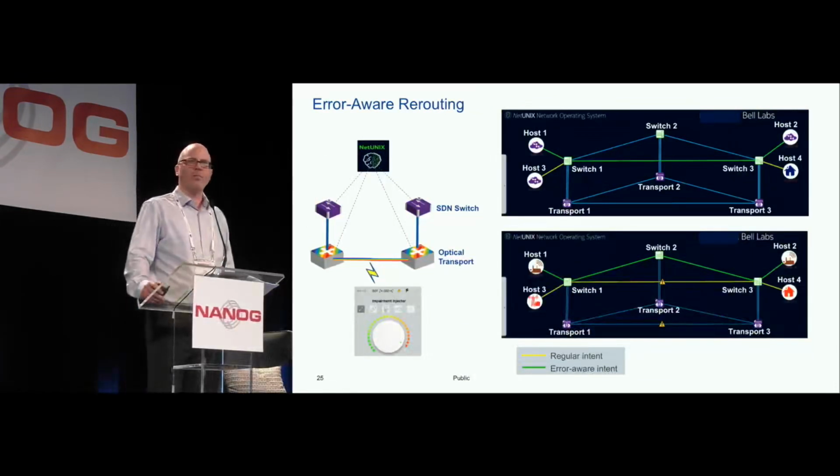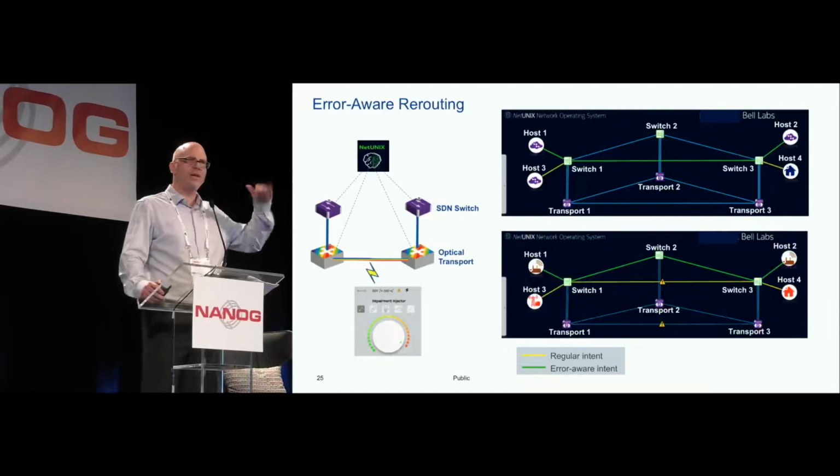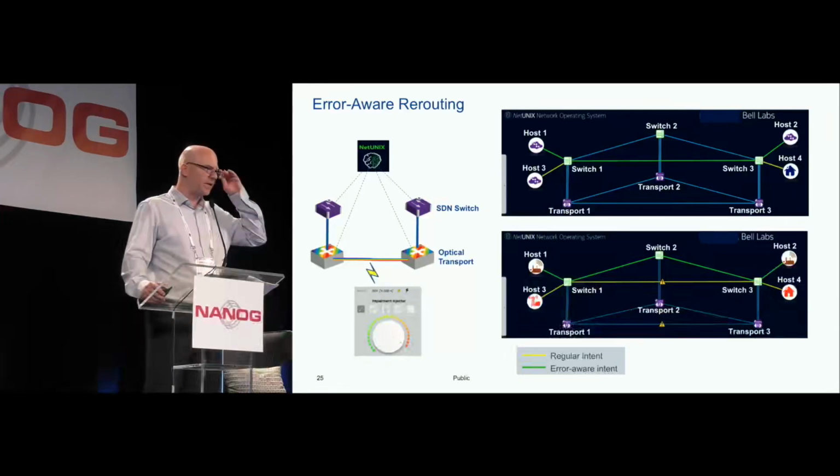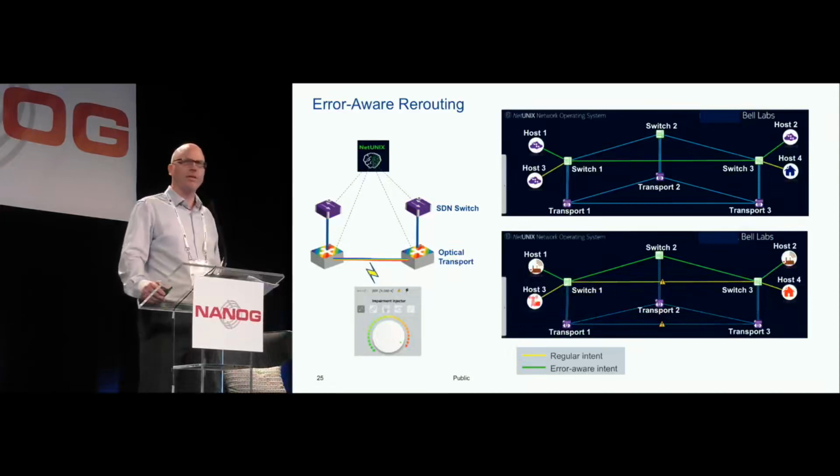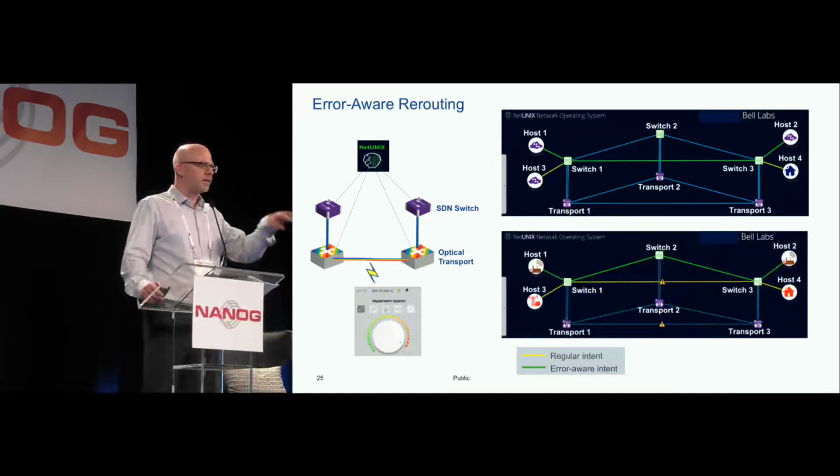So I'm showing the front panel GUI of NetUnix, and you see 3 switches on top and 3 transport boxes below. So the switches are on the packet layer, obviously with electronic switching, and the optical transport is a WDM system. So you see the blue lines are discovered connections on the packet level from the NetOS. Logically they're packet level interconnections, but physically each connection actually goes down to the optical layer through the WDM system and back up again.